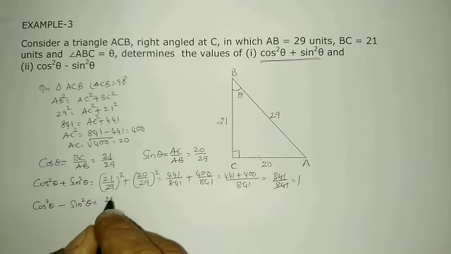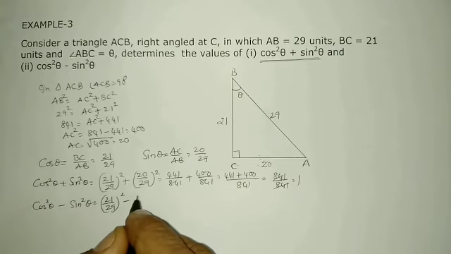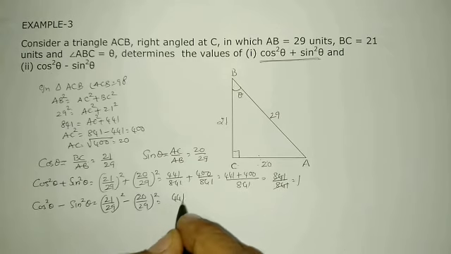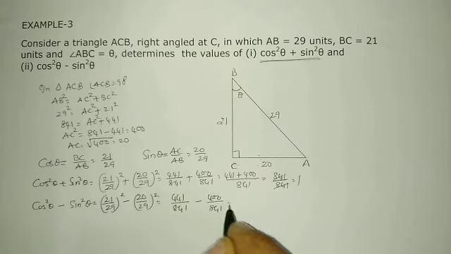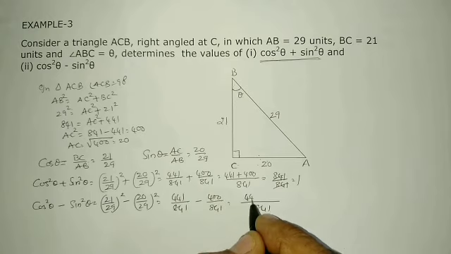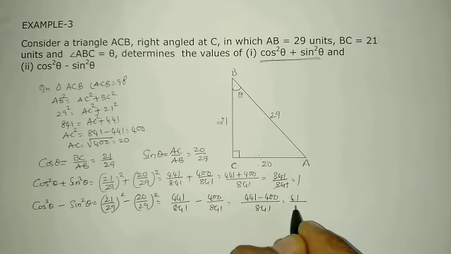Now we have to find cos square theta minus sin square theta. Cos square theta means 21 by 29 whole square minus sin square theta means 20 by 29 whole square. 441 by 841 minus 20 by 29 whole square means what? 400 by 841. So LCM is 841, and in the numerator we get 441 minus 400, 41 by 841.